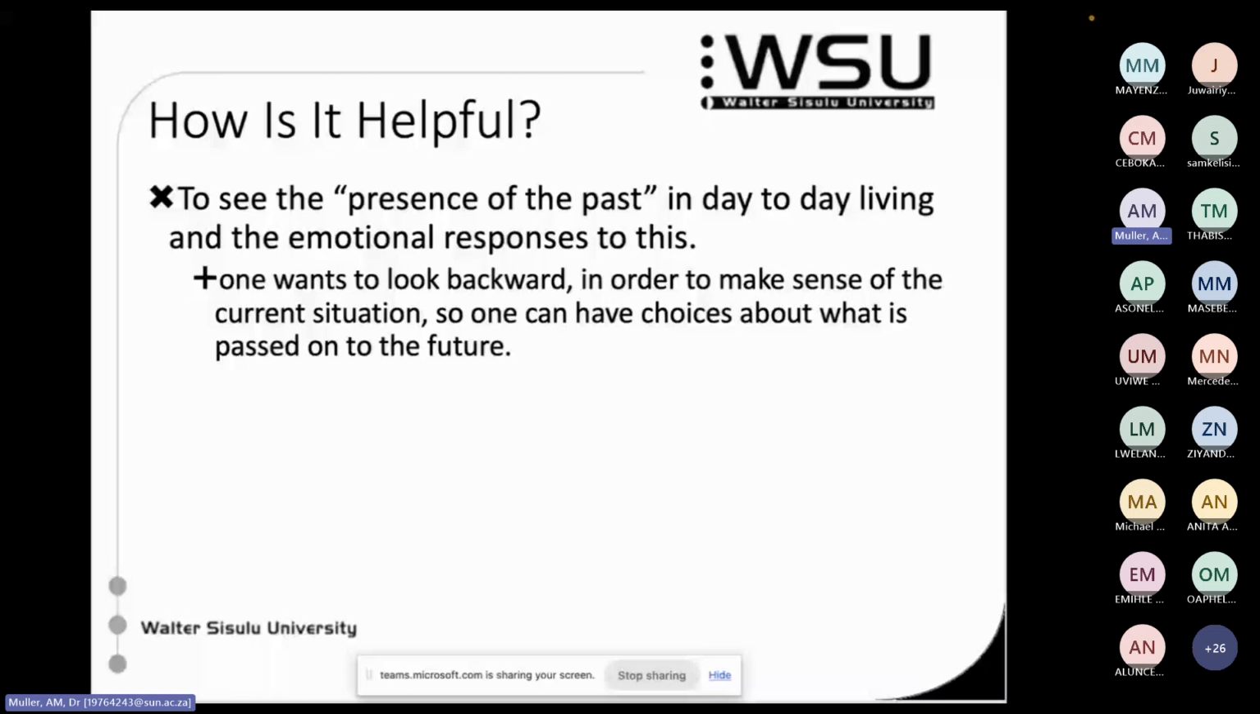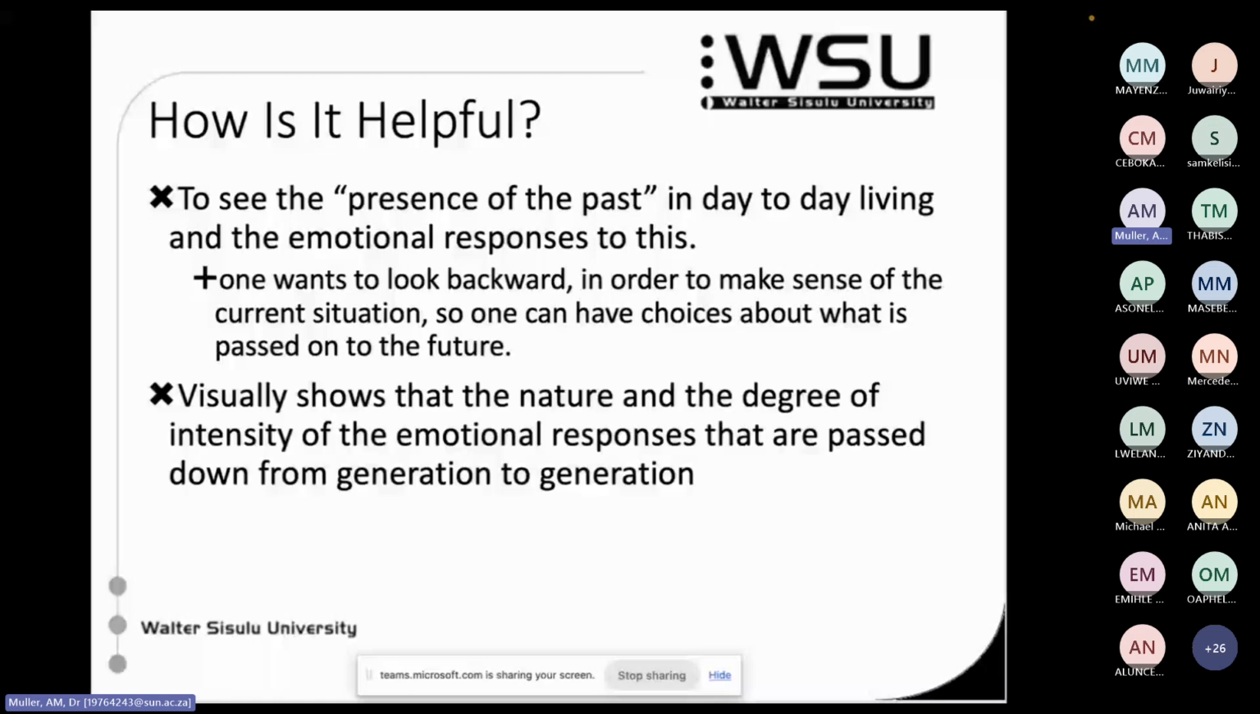So if you, for example, see that this person is now presenting with COPD and lung problems, and one of the parents died from COPD, that already is going to affect how the person is experiencing their illness and what they are thinking. But you can also see the way certain emotional patterns might get repeated from generation to generation.